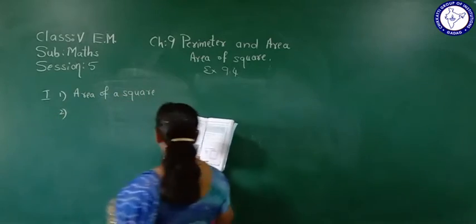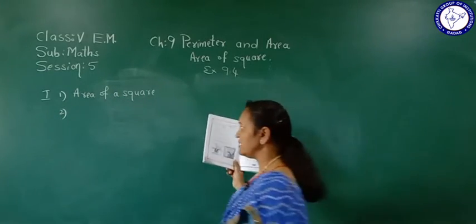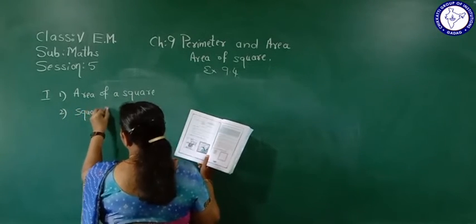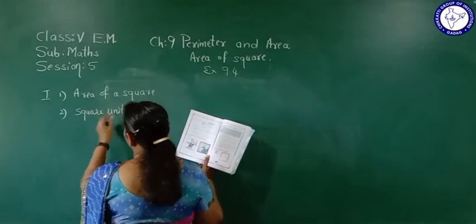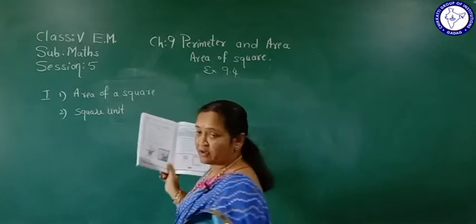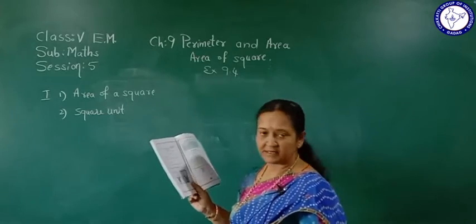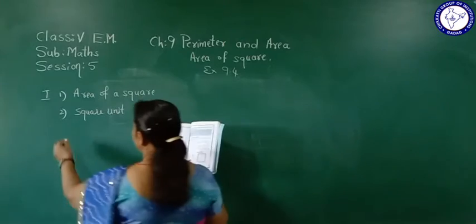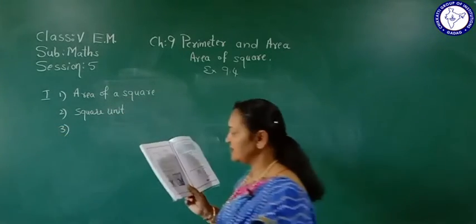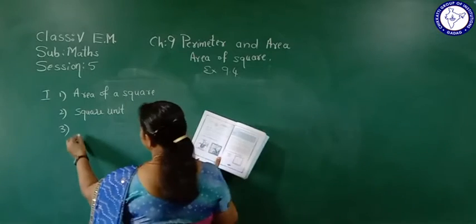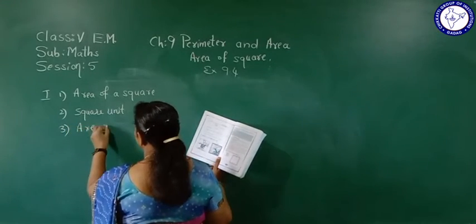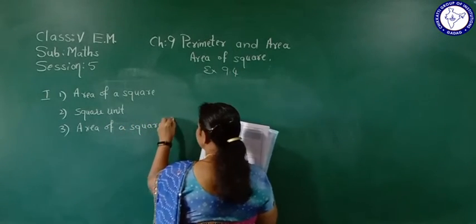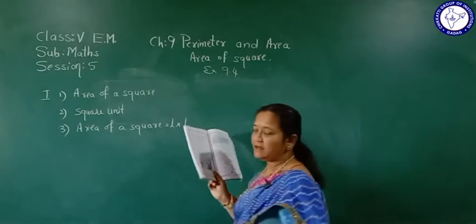Then second oral question is, what is the unit of area? So unit of area here is square unit. Or we write here centimeter, meter. If unit is centimeter, we write square centimeter. If it is meter, then we write square meter. Then third one, what is the formula to find the area of a square? So here formula to find area of a square is area of a square is equals to length into length, L into L.